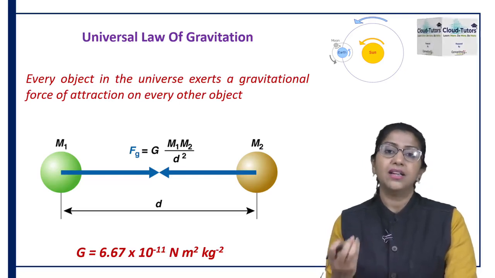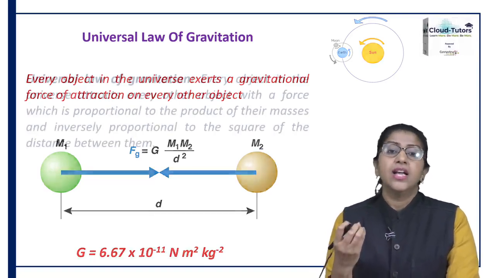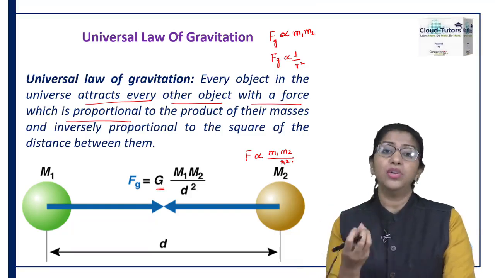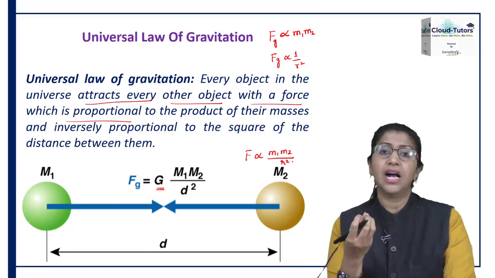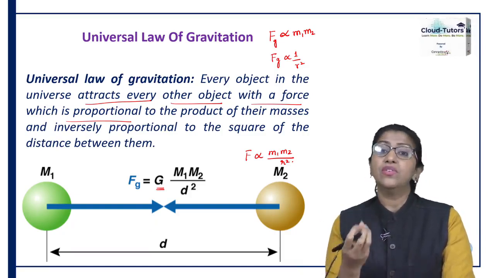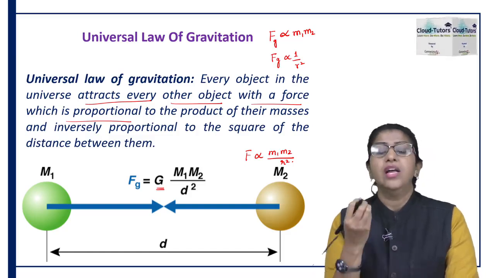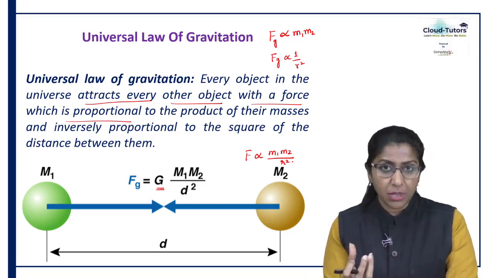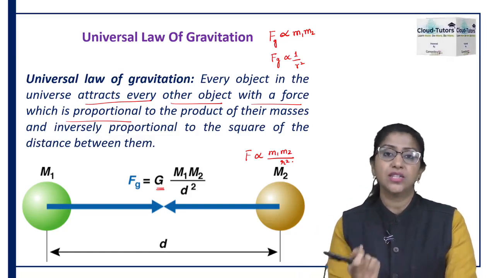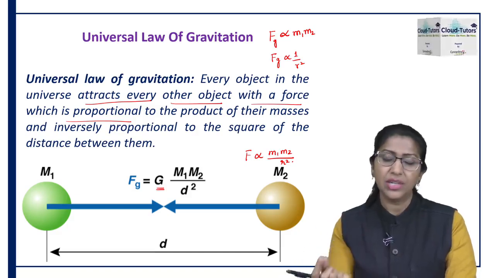This was calculated by Henry Cavendish, right? So how do we define, or how do we understand, the universal gravitational constant? We can say that the universal gravitational constant is numerically equal to the gravitational force of attraction between two unit masses separated by a distance of 1 meter, or unit distance.